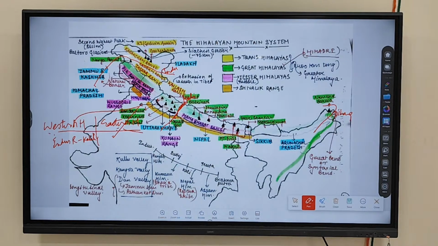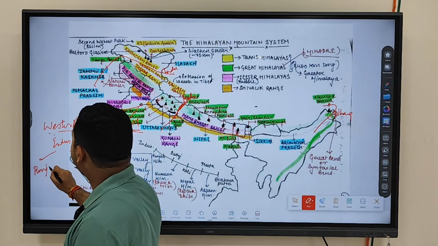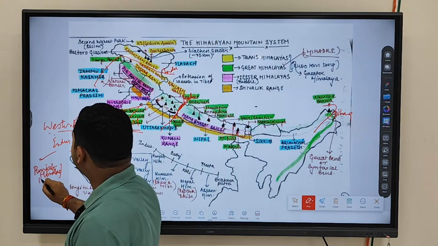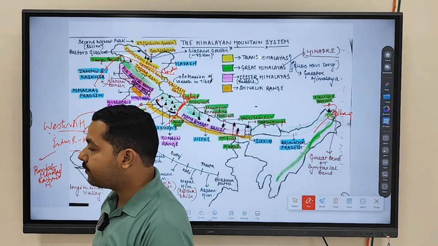Fine. So from Indus till Kali River, which type of Himalayas are there? Western Himalayas. From Kali River to Daihang River, which type of Himalayas are there? Eastern Himalayas. Now, Western Himalayas can be further divided into two parts. They are referred to as Punjab Himalayas or Kashmir Himalayas. Sometimes they are referred to as Punjab or sometimes as Kashmir Himalayas.